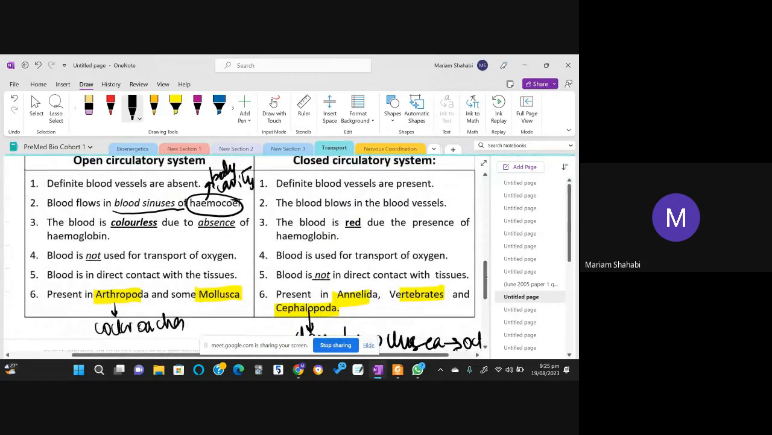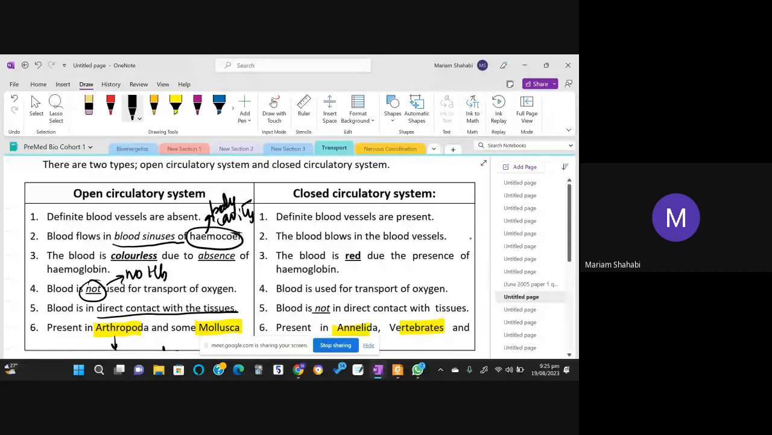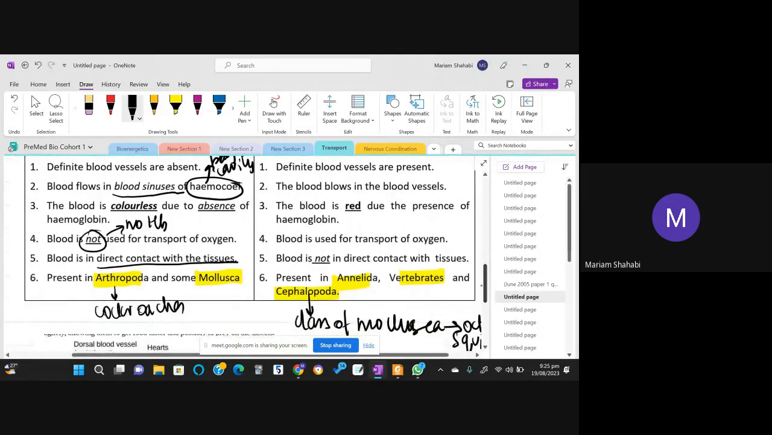Blood is in direct contact with the tissues, and blood is not used for the transport of oxygen. It makes sense. No hemoglobin, so that means it is not being used for transport. And why? How is it different from a closed circulatory system? You have blood vessels. Blood flows within the blood vessels, and the blood is red because of the presence of hemoglobin. Hemoglobin is used for the transport of oxygen, and blood is not in direct contact with tissues. Blood vessels are in direct contact with tissues, and those blood vessels are called capillaries.